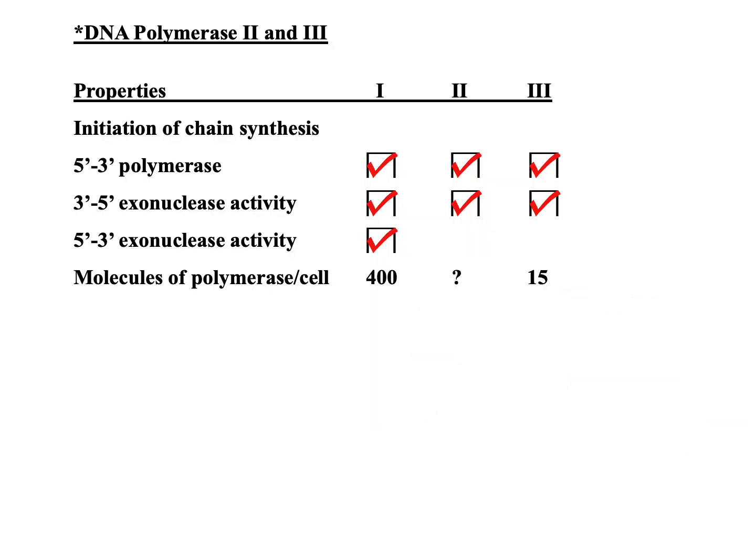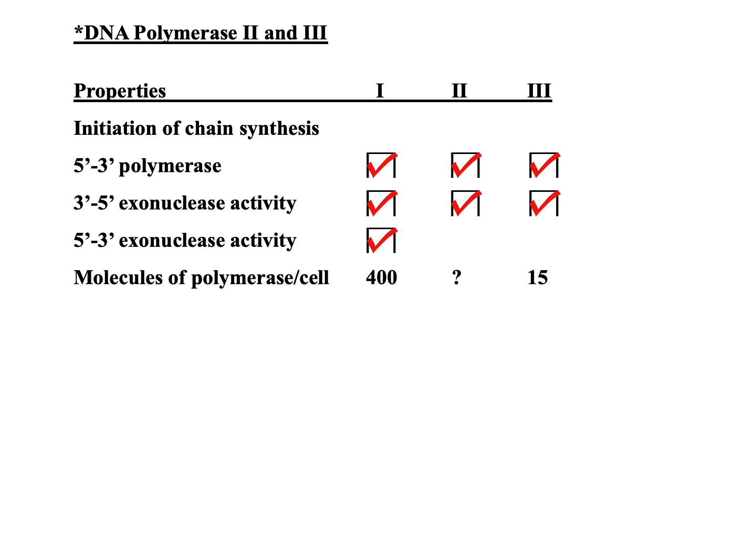Shortly after that, 2 additional DNA polymerase enzymes were isolated from E. coli. These were called DNA polymerase 2 and DNA polymerase 3. This table summarizes some of the activity of these enzymes. First, you can see for all 3 enzymes, none of these enzymes can initiate DNA synthesis, meaning they cannot just jump right in and synthesize DNA. We'll get back to that in a little bit.